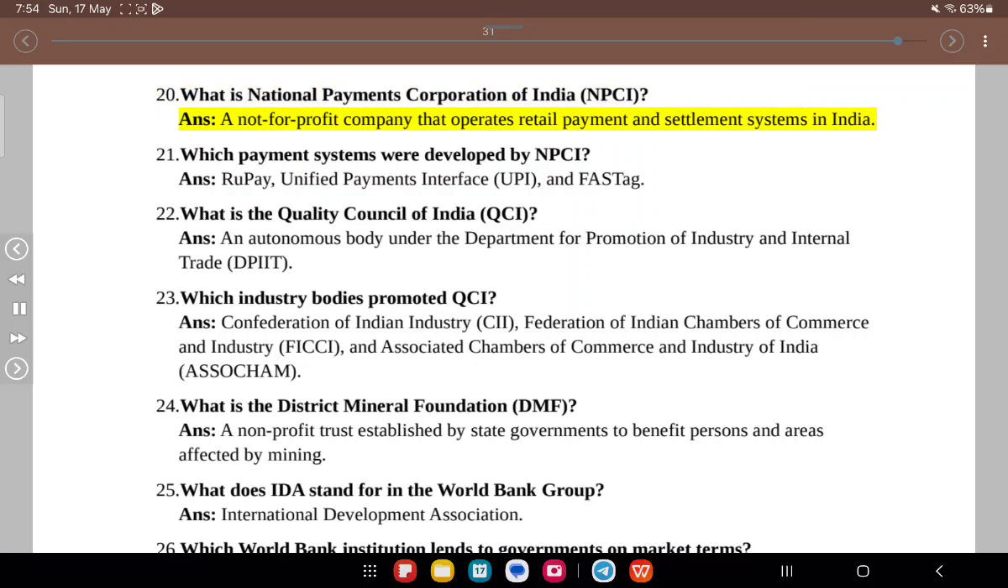20. What is National Payments Corporation of India (NPCI)? Ans. A not-for-profit company that operates retail payment and settlement systems in India. 21. Which payment systems were developed by NPCI? Ans. RuPay, Unified Payments Interface (UPI), and FASTag.